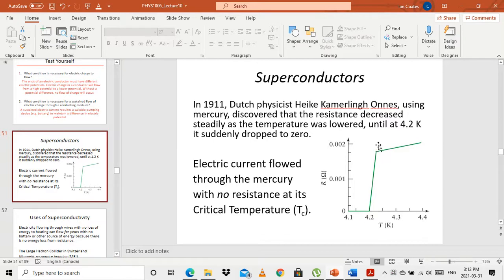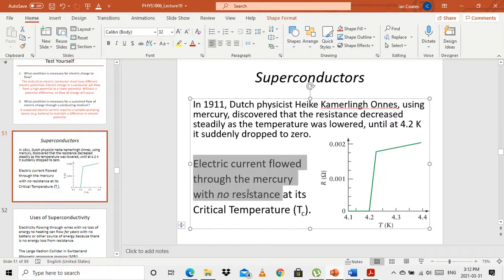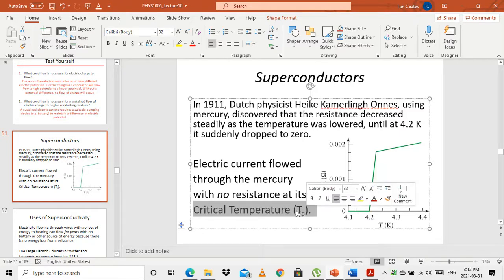So what is that? 273 minus 112... so at minus 268.8 degrees Celsius. And at this temperature, this has become what we call a superconductor. It's like there is nothing there. The electrons flow with zero resistance. Electric current flows through the mercury with no resistance, and we call this, a good word, the critical temperature.